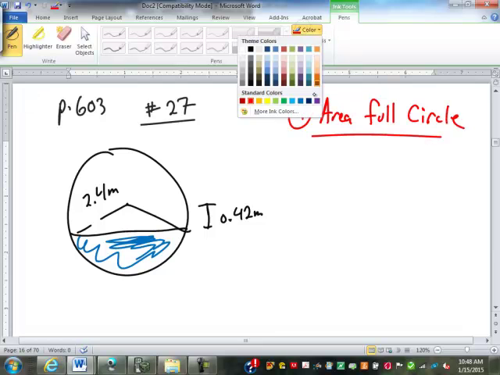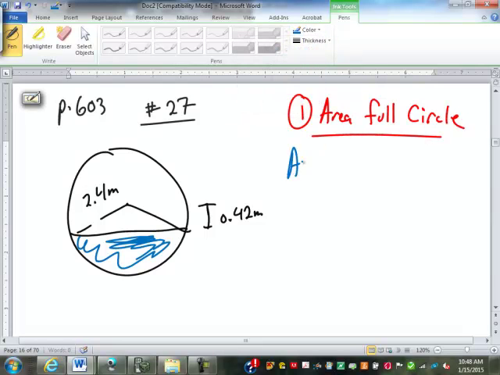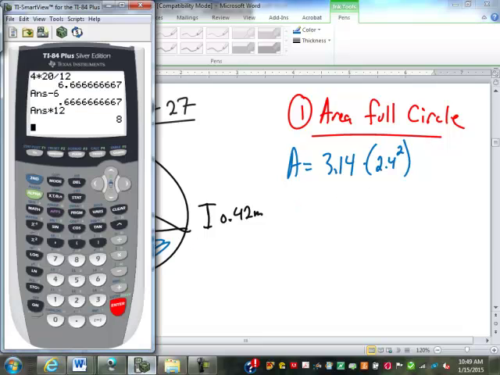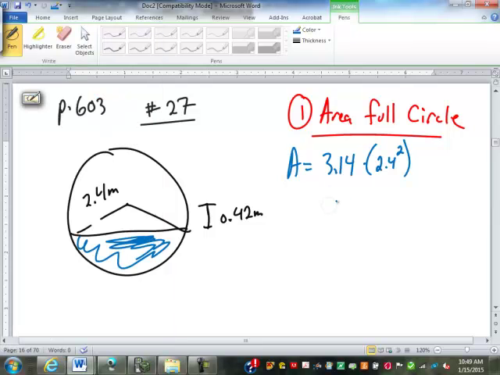So let's do that. The area of this full circle is going to be pi, 3.14, times 2.4 squared. So we get 18.09, we're going to call it. Now that is in square meters. That is the full circle.